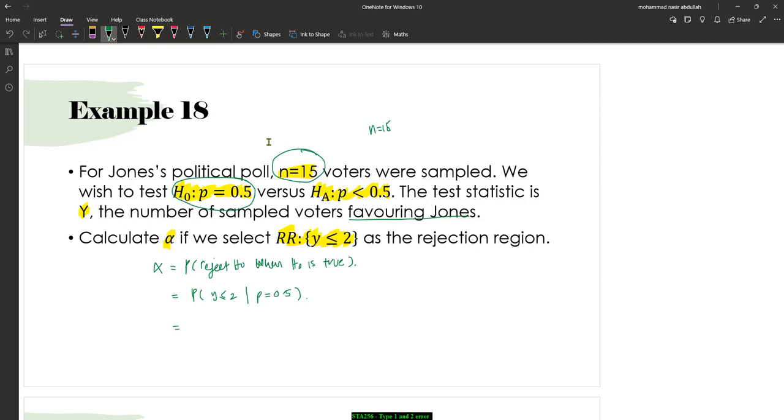So now by using binomial formula, probability of y equal to 0 plus probability of y equal to 1 plus probability of y equal to 2, right? So tambah sajalah, tekan dalam calculator macam ni. Masuk dalam ni, x equal to 0 until 2. So this one to be 15 choose x, right? And then 0.5 power of x, 0.5 power of 15 minus x. You know how to use calculator?